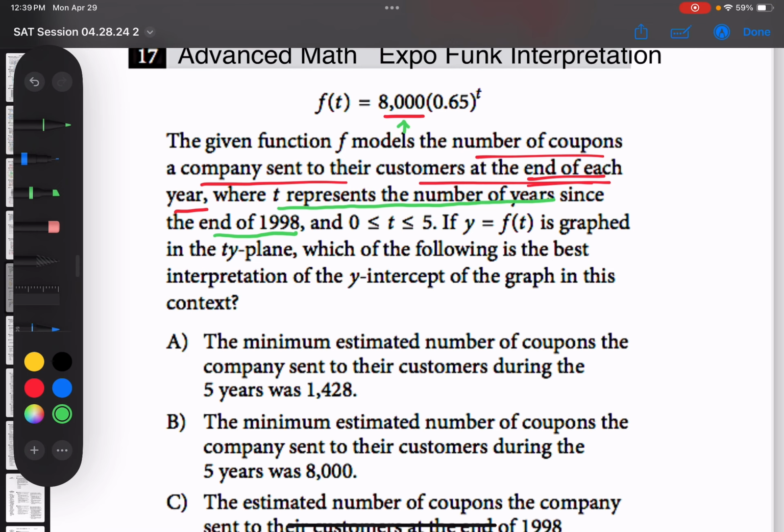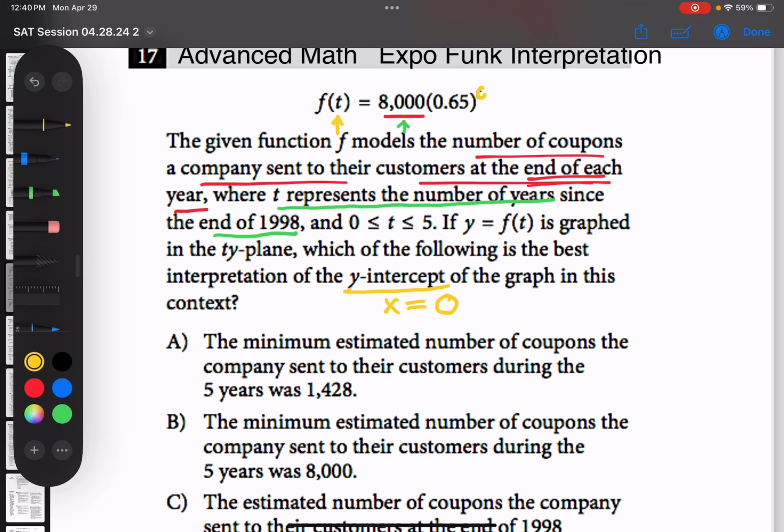Now, the function where t represents the number of years since 1998 is graphed in the xy plane. Which of the following is the best interpretation of the y-intercept? So there's the hook to the question. The y-intercept. Remember, when you deal with the y-intercept, that is when x equals what? 0. In this case, if x equals 0, instead of using x, what are they using? They're using t. So that's when t equals 0.